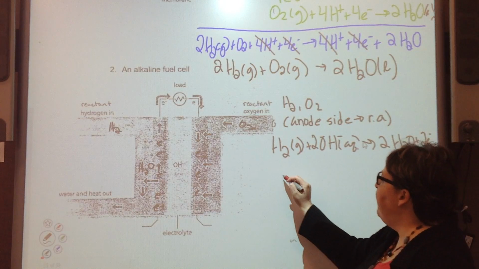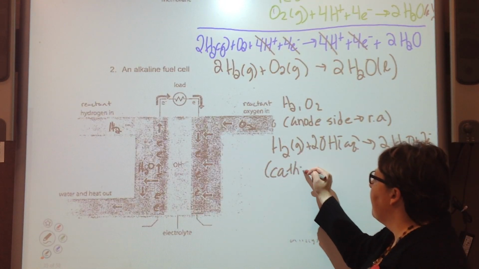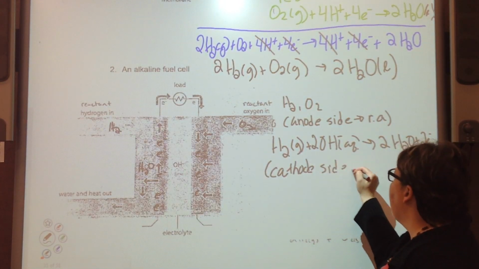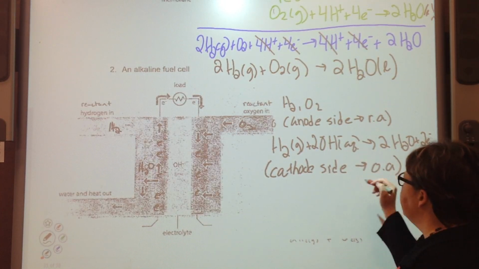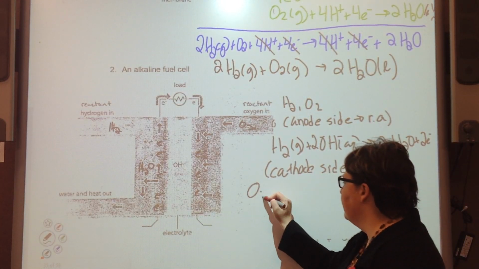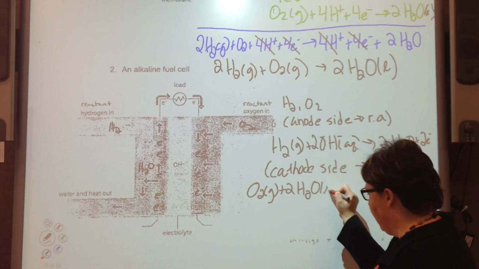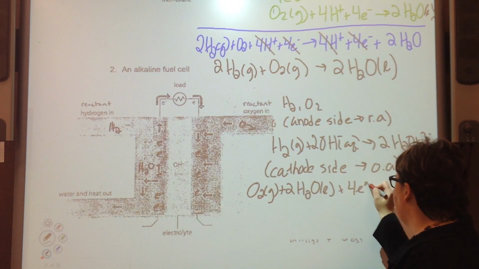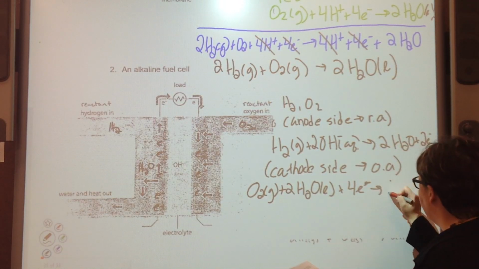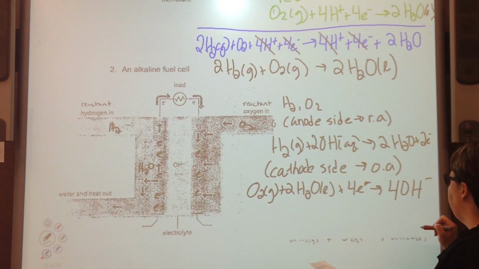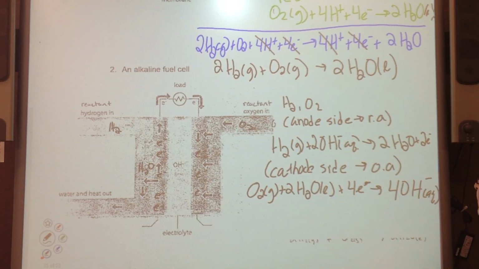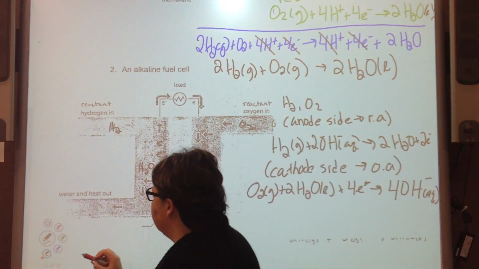So then our cathode side has to be our oxidizing agent, which is going to be our oxygen. So what do we need to do to get our overall balanced reaction? Multiply the top one by 2.